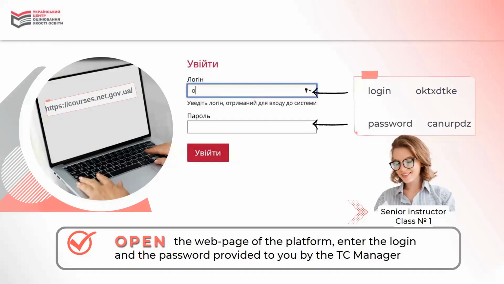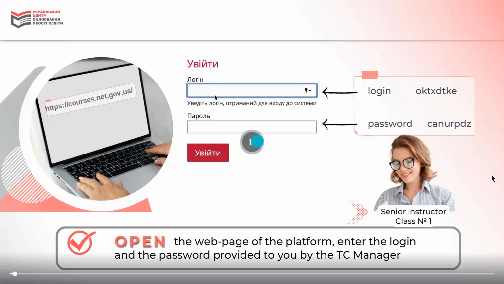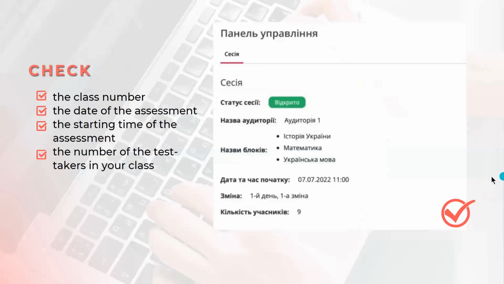Let's find out how to start working with the online platform used to conduct the NMT. Type the link provided by the Testing Center Manager into the browser address bar. When the online platform page opens, enter the credentials, login and password provided to you. Check the class number, the date of the assessment, the starting time of the assessment, and the number of the participants assigned to the class.